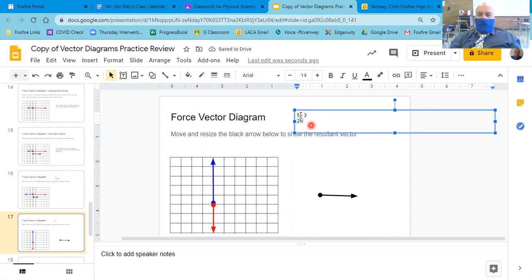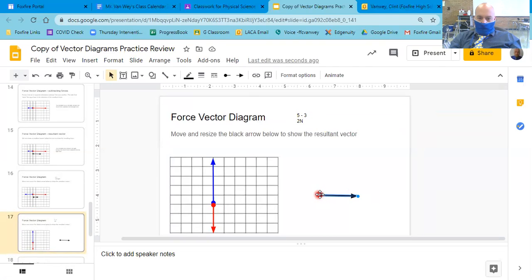And which side wins, up or down? What do you think, Mr. Wayne? Which side wins? Up. The blue arrow is longer. The up arrow is longer. So it wins. So I'm going to drag my force vector over here.